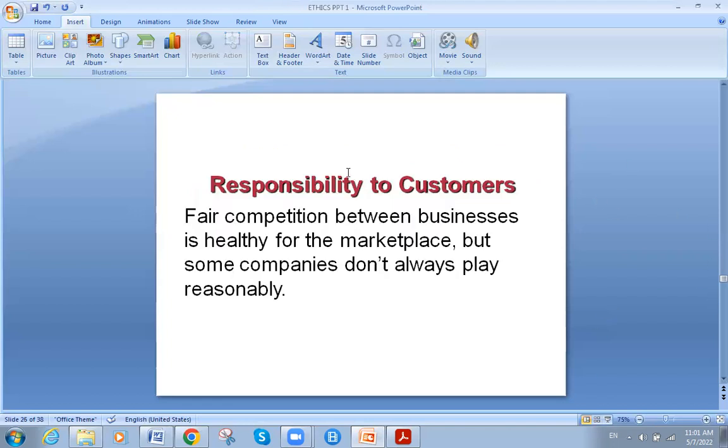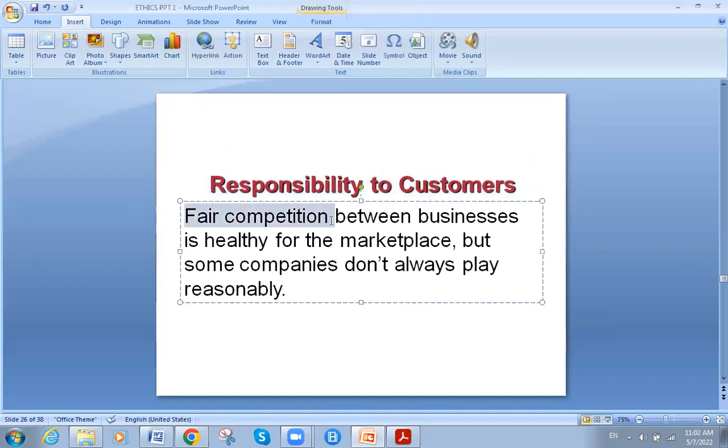The responsibility to customers. Fair competition between businesses is healthy for the marketplace, but sometimes some companies don't always play reasonably. That's why we say fair competition. We know we have many types of competition in the markets. We have free market competition, we have monopoly, we have oligopoly.